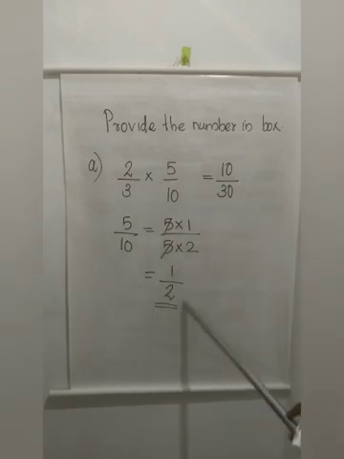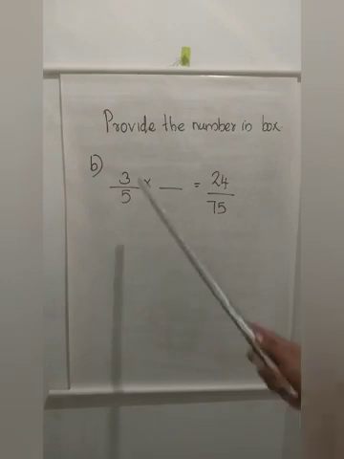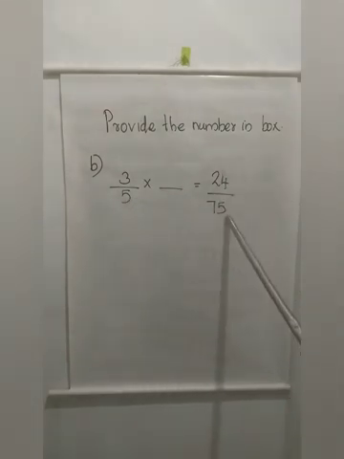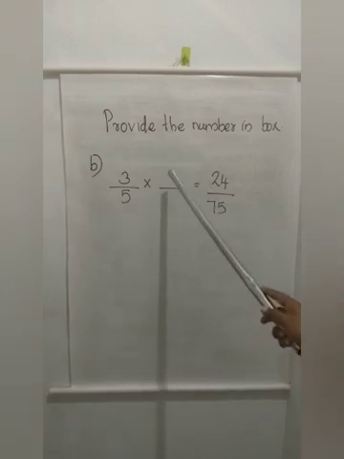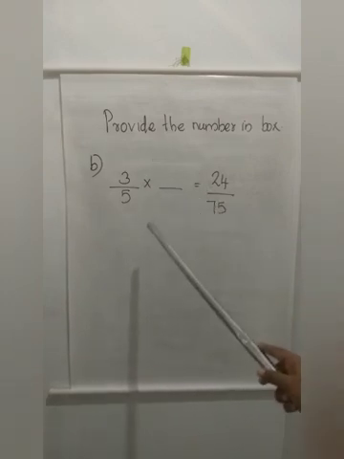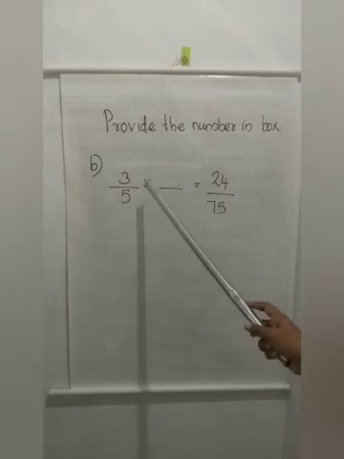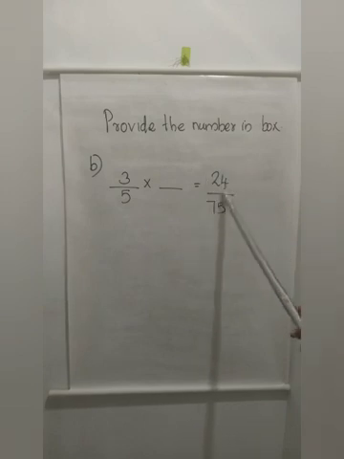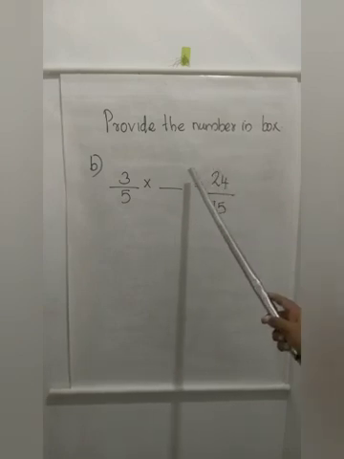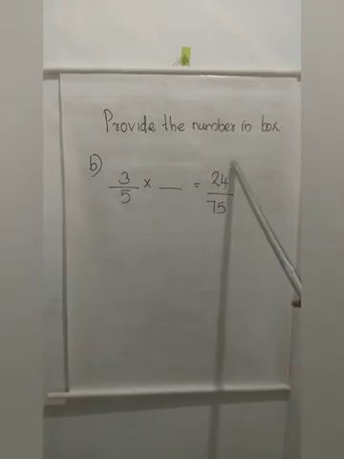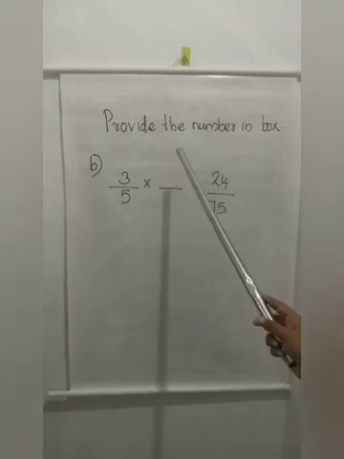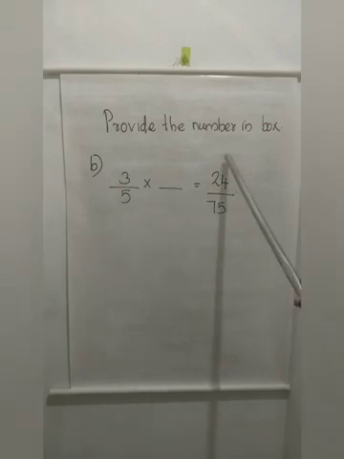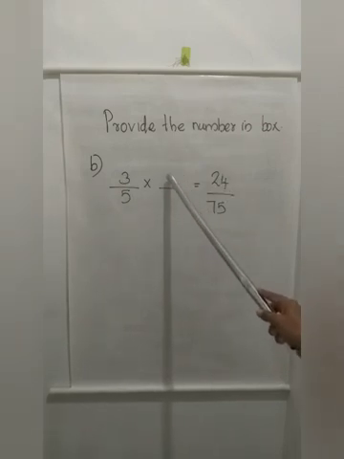Next, 3 by 5 into a fraction gives you 24 by 75. What is the fraction here? How will we find out? We look for the numerator and the denominator separately. 3 into what gives 24? If you know the table of 3, you can easily find out 3 into what is 24. Yes, 3 into 8. 3 into 8 is 24. So the numerator you got is 8.